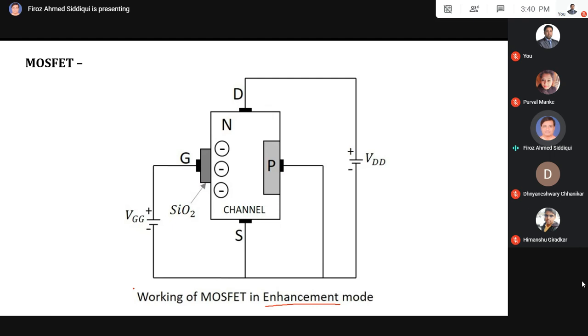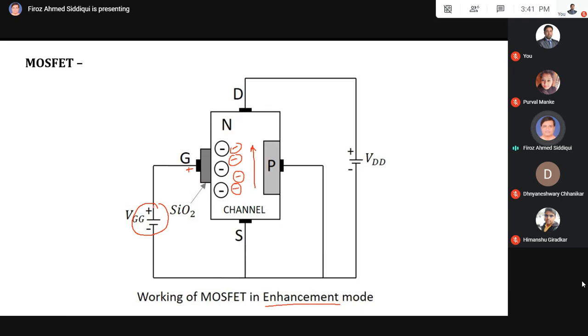See, in enhancement mode, the polarity is reversed as compared to depletion mode. यहाँ पर हम गेट को पॉजिटिव टर्मिनल बैटरी को कनेक्ट कर रहे हैं, तो ये क्या करेगा, इलेक्ट्रॉन्स को अट्रैक्ट करेगा. और जितना ज्यादा आप पॉजिटिव वोल्टेज इंक्रीज करेंगे उतने ज्यादा इलेक्ट्रॉन्स यहाँ पर इंक्रीज होंगे, और जितने ज्यादा इलेक्ट्रॉन्स इंक्रीज होंगे उतना ज्यादा करंट फ्लो होगा from source to drain.